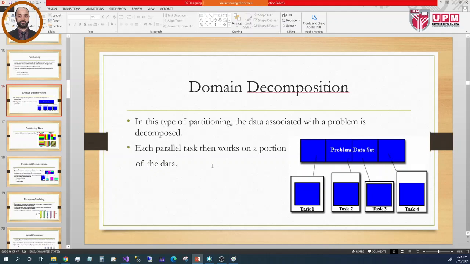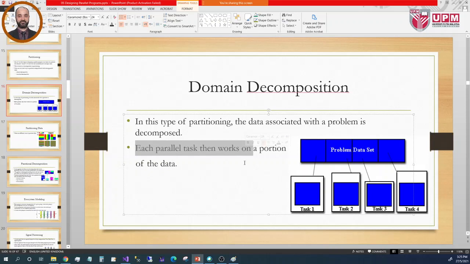Okay, or maybe the threads are independent. So each parallel task then works on a portion of the data. Okay, so the task that calculates the academic salaries will run on its data, and the task that will calculate the non-academic salaries will work on its data independently. So they can work at the same time, they can work concurrently in parallel. Okay, so this is what they call decomposition based on the domain.